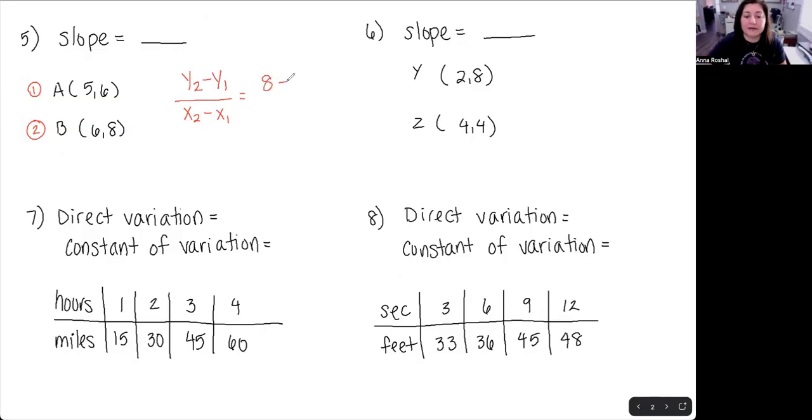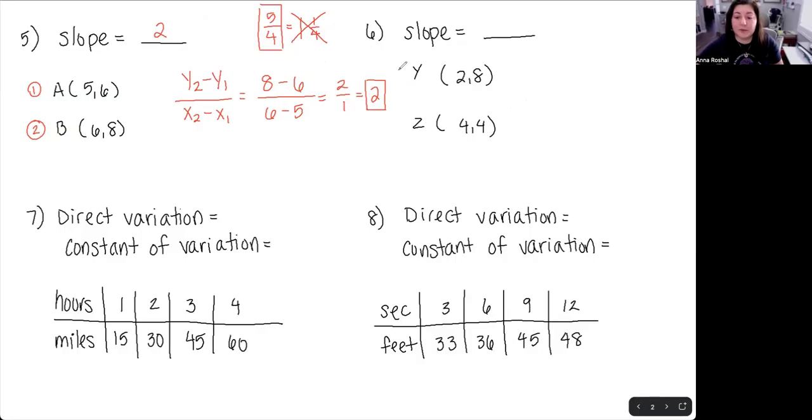So I'm going to go ahead and take 8 minus 6 over 6 minus 5. That's going to be a slope of 2 over 1, or just 2. So that's going to be my slope here. There are times where you may have a slope, for example, of 5/4. Please do not change that to 1 1/4. This is not algebraic, okay? We would like to leave that as 5/4.